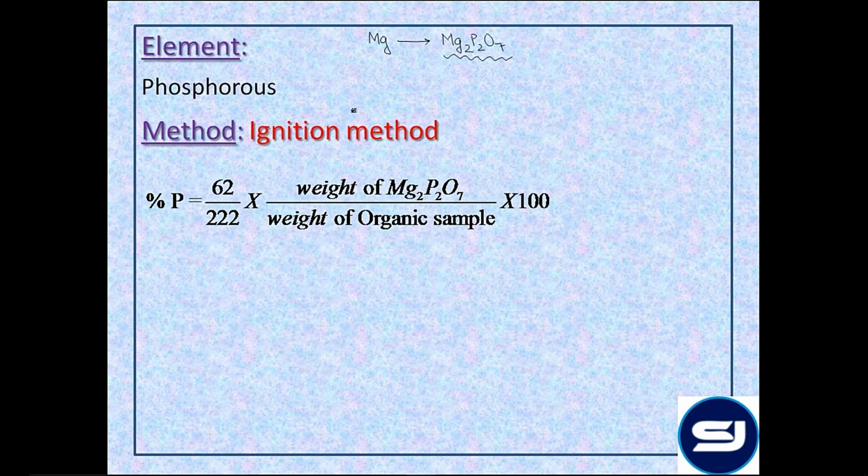The percentage of phosphorus would be equal to 62 grams of phosphorus. Remember, it is 2 moles of phosphorus. 62 grams of phosphorus upon 222 gram of Mg2P2O7 into the weight of Mg2P2O7 in the experiment upon weight of organic sample into 100.